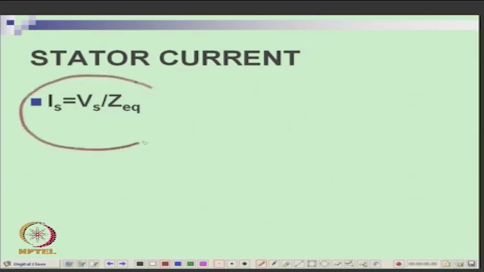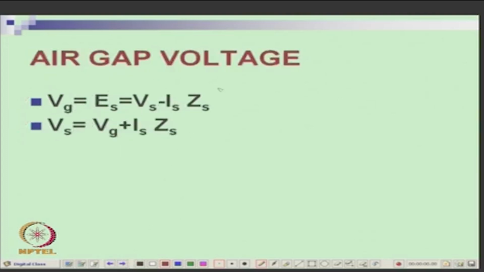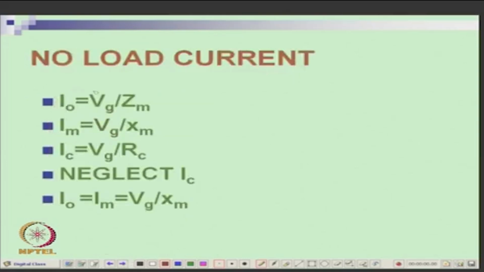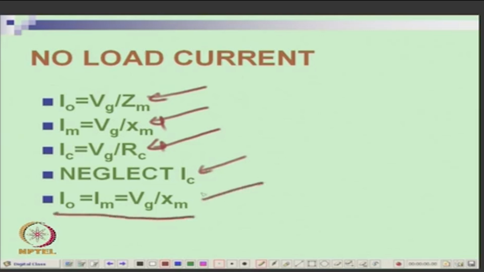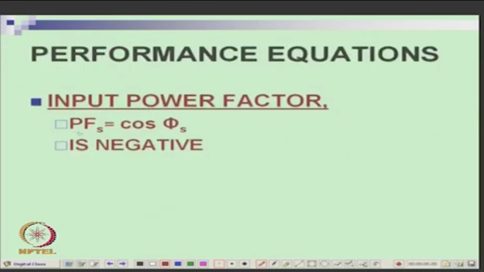Then you know the impedance, so you can calculate the stator current, okay. Then you can calculate Vg and Vs from the same equations, right. Then you can calculate the no load current, the magnetizing current, and the core loss current if you want. If you neglect Ic, the no load current is the magnetizing current. These are all well known to you. So, the input power factor is cos phi s, which is negative, okay.